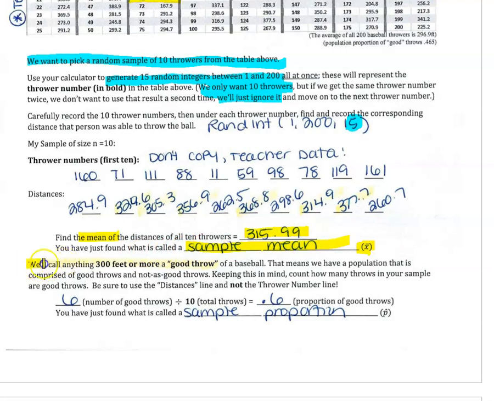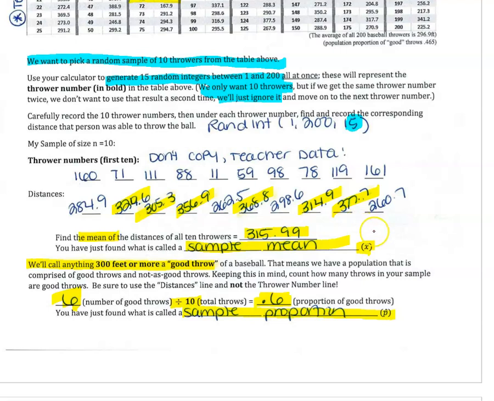Now, let's say we'll call anything 300 feet or more a good throw. So everything highlighted in yellow is considered a good throw. I have 1, 2, 3, 4, 5, 6 players on my sample, on my team, if you will, out of 10, which is the same thing as 0.6. So about 60% of my sample is a good thrower. That's called a sample proportion, which represents a p-hat.